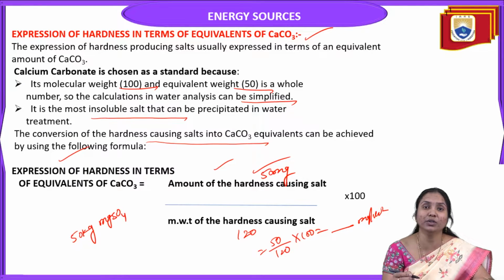First we convert it into calcium carbonate equivalent. Why are all the hardness causing salts converted into CaCO3 equivalent? Because calcium carbonate is highly insoluble in water, and its molecular weight is 100 and equivalent weight is 50. So it makes the calculation very easy.